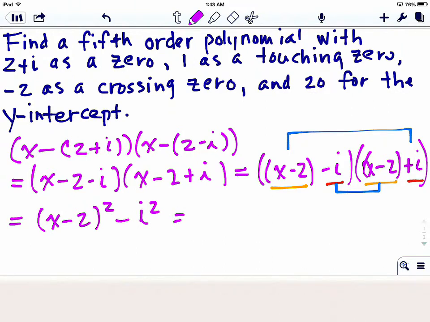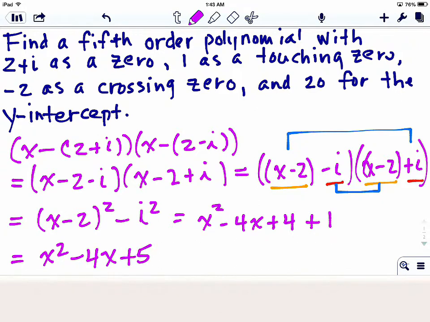So this will turn into, let's FOIL that out now, x squared minus 4x plus 4. i squared is -1. So we'll have a negative 1, which is plus 1. We now have a quadratic, x squared minus 4x plus 5, that has, as its two zeros, 2 plus i and 2 minus i.